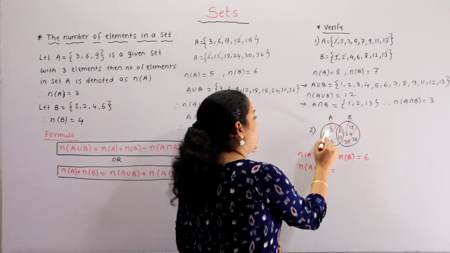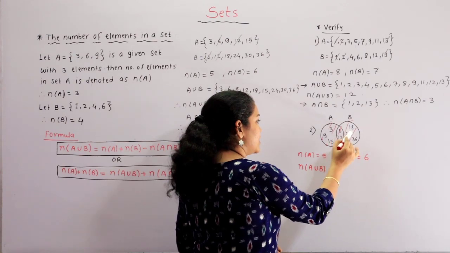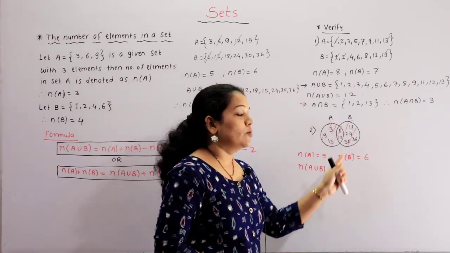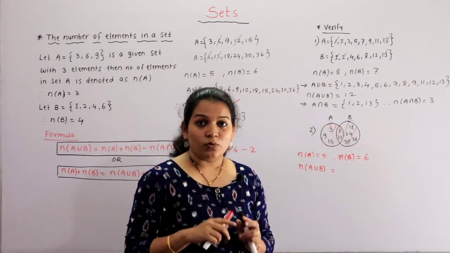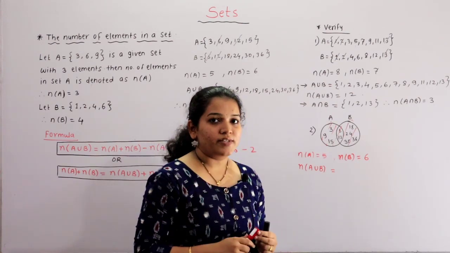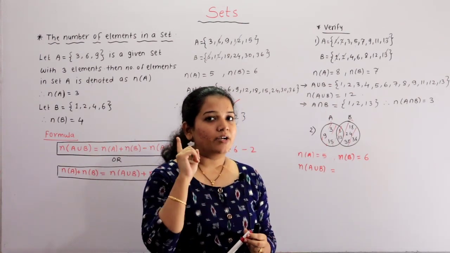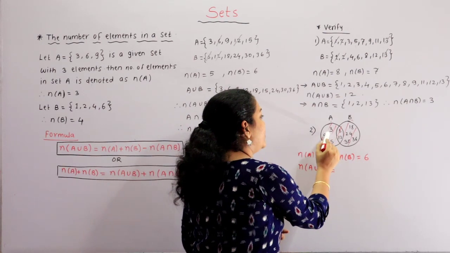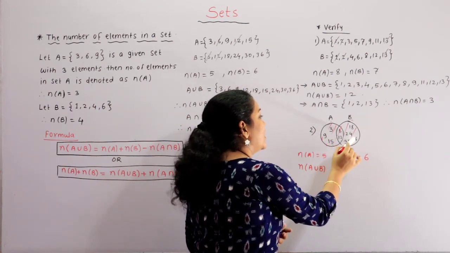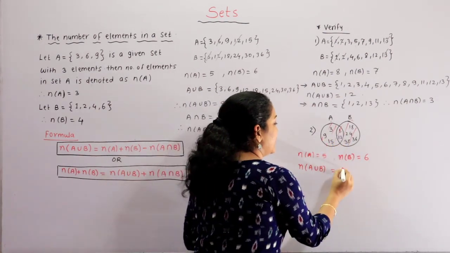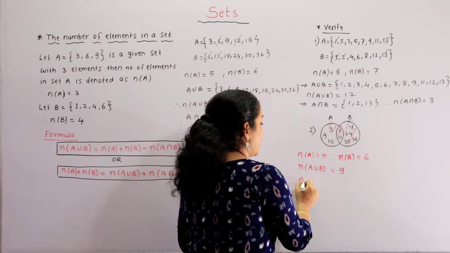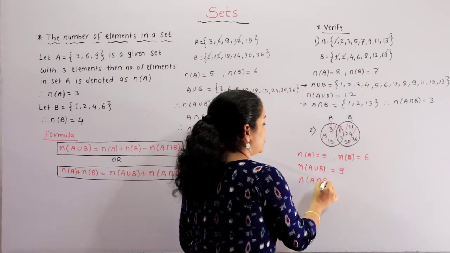So count 1, 2, 3, 4, 5, 6, 7, 8, 9. No need to count twice, okay? Because that is the rule of sets. You have to write the repeated element only one time. So 1, 2, 3, 4, 5, 6, 7, 8, 9. So how many elements are there? 9.